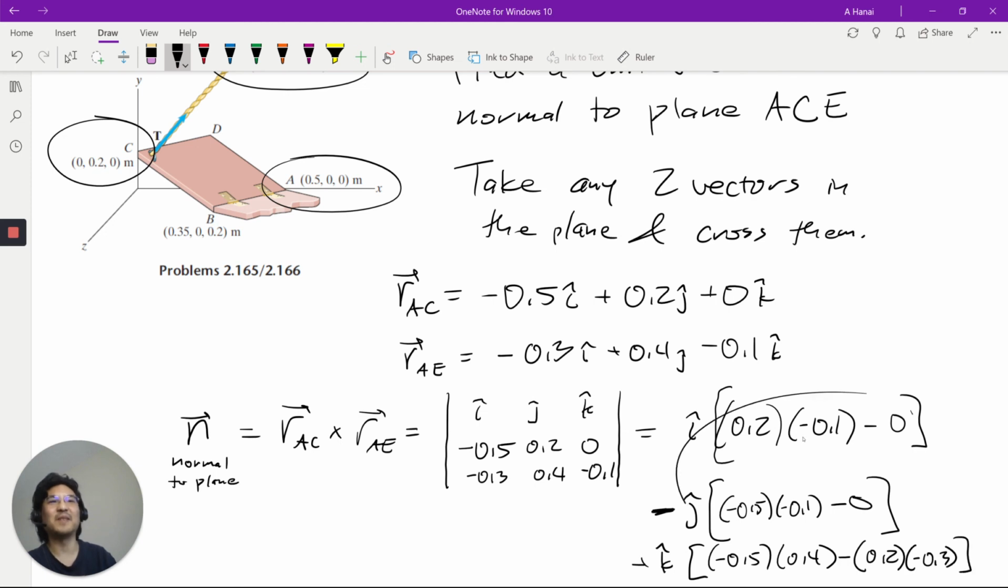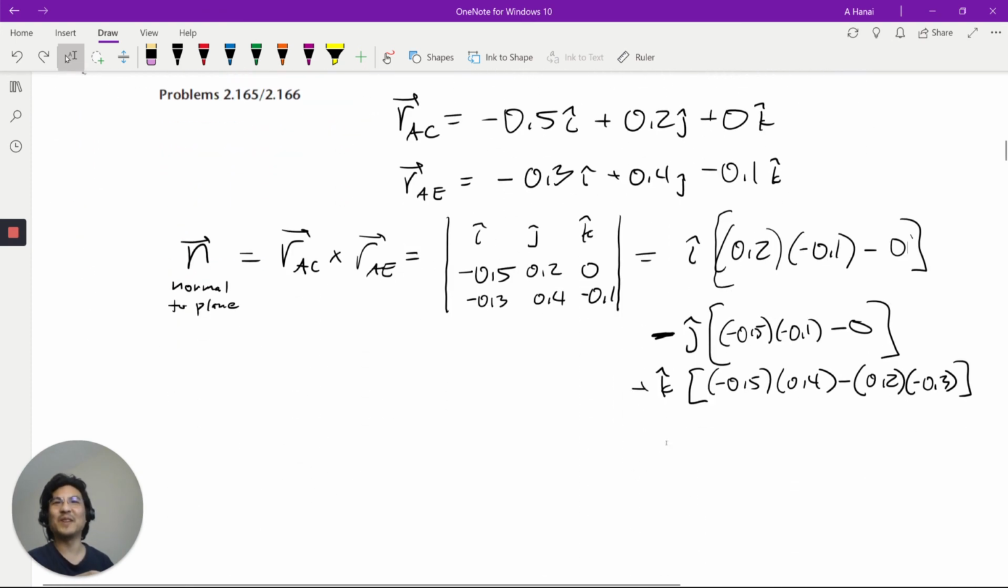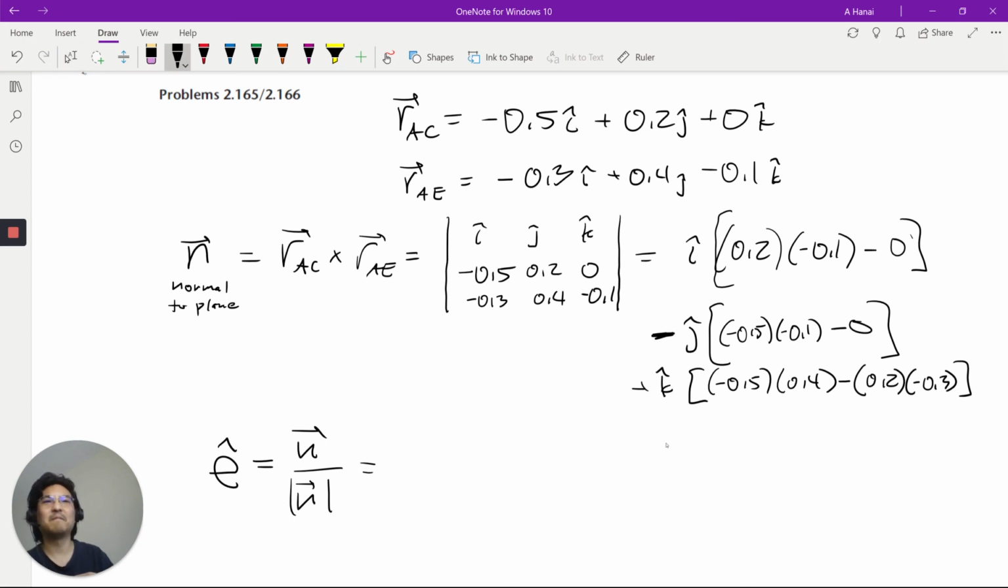Okay, and then that's the cross product. That's not yet a unit vector, right? So if we want a unit vector, just divide it by its own magnitude, right? No problem. I'd leave that to you.